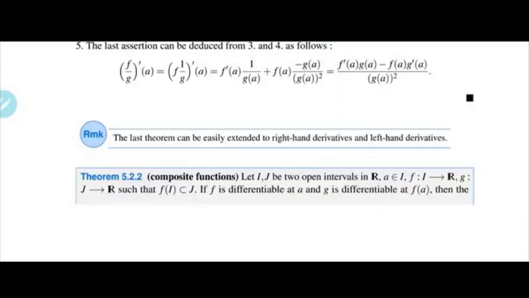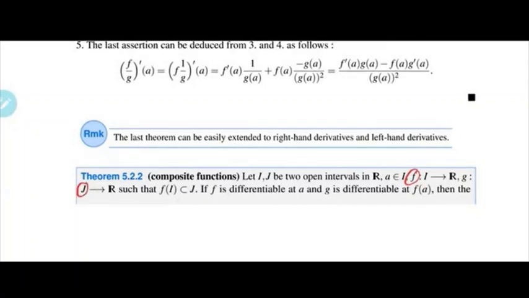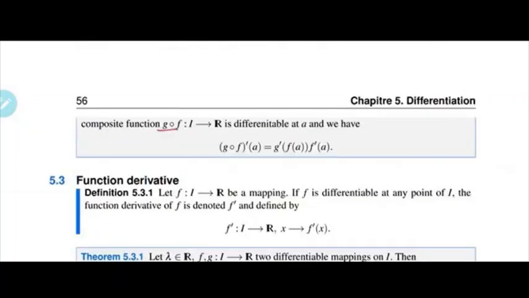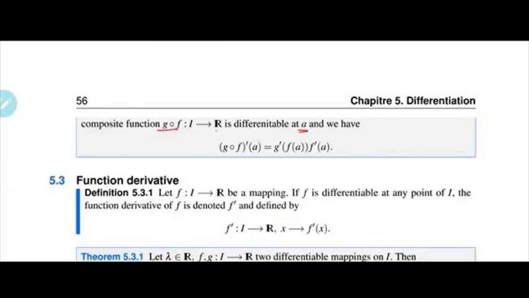We can also prove that if we have a function f defined on I and g defined on J, such that f of I is included in J, so now g round f will be defined, then if f is differentiable at a and g is differentiable at f of a, then g round f defined from I into R will be differentiable at a, and the derivative of g round f at a will be equal to g prime of f of a times f prime of a.